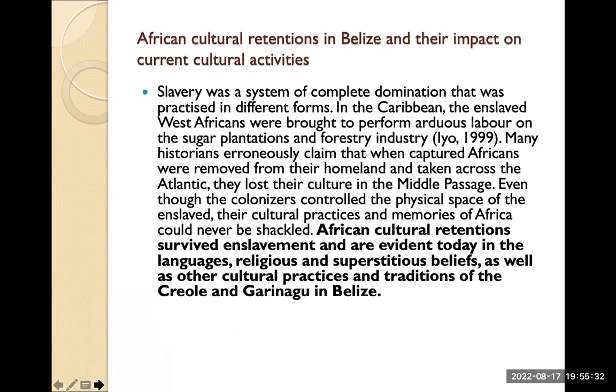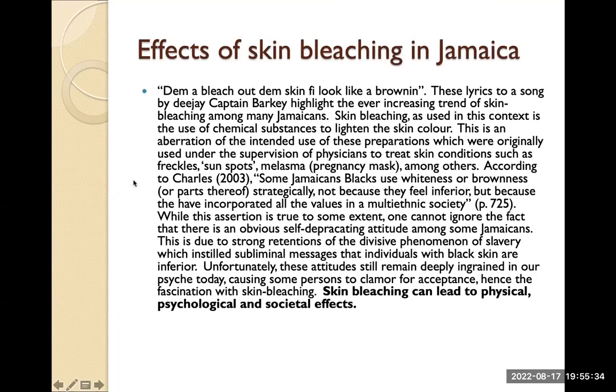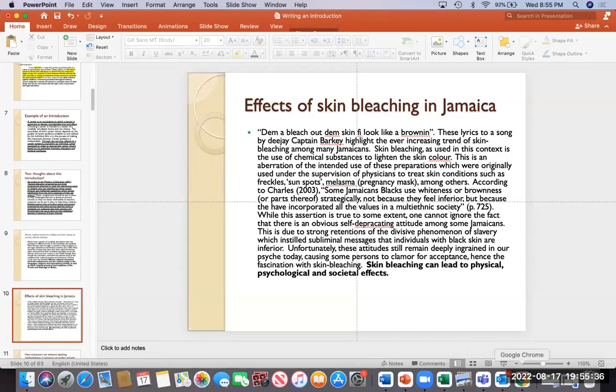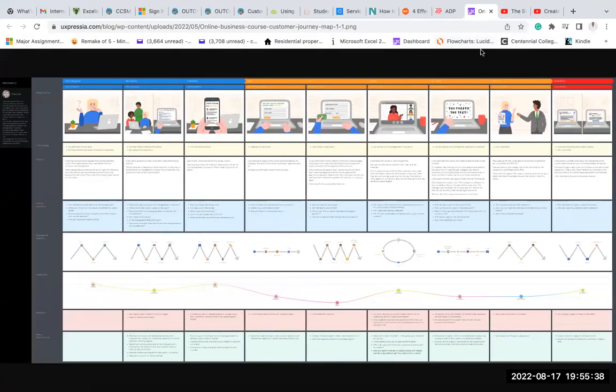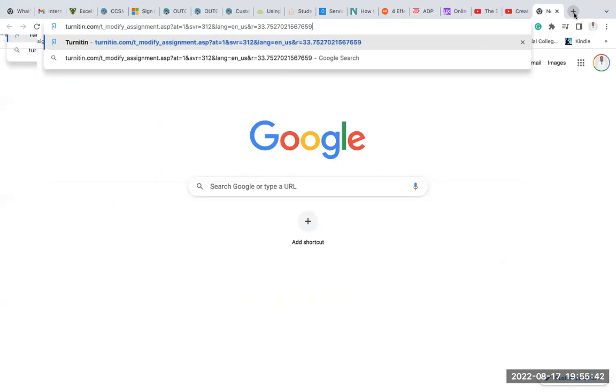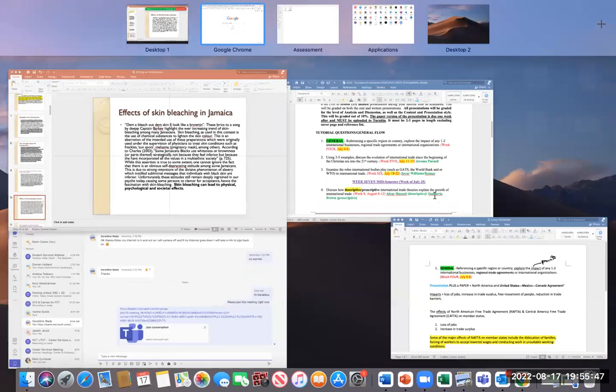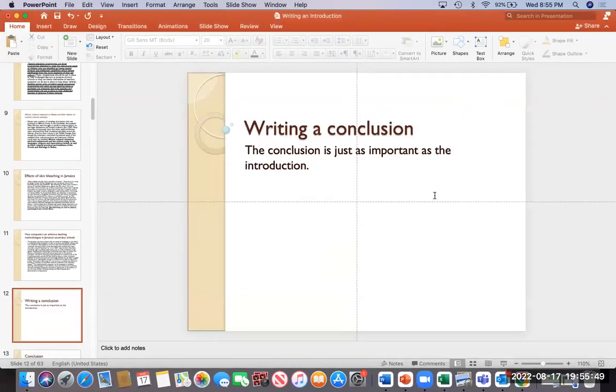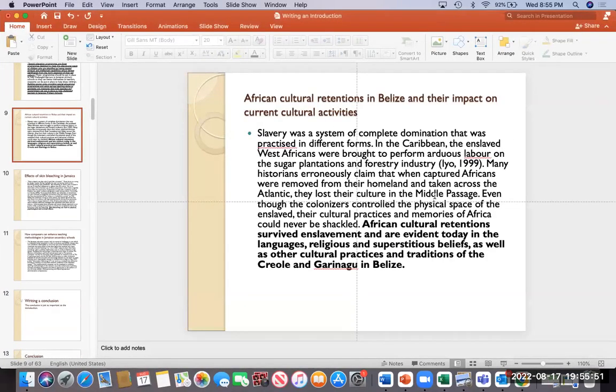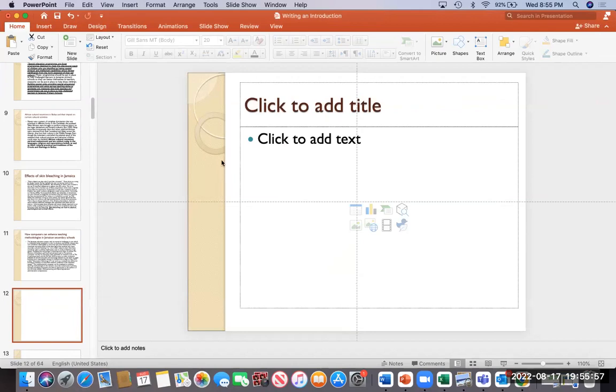I don't like that introduction. Let's look at an example that is related to the course. So let me go into Turnitin. No, I don't want to write the conclusion. The other thing I wanted to note now is the thesis statement, and in this it's not there, so let me put up the slide on the thesis statement.